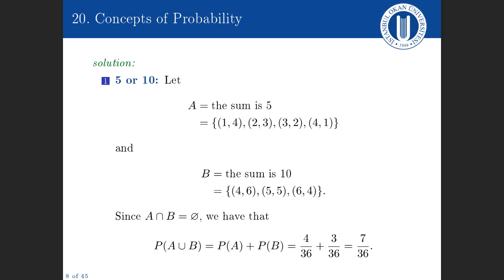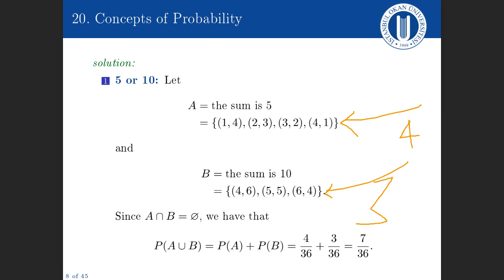Part A, 5 or 10. How can we get 5 from 2 dice? We can get 1 and 4, 2 and 3, 3 and 2, or 4 and 1. There's 4 simple events in this event. How can we get 10 from rolling 2 dice? We could use 4 and 6, 5 and 5, or 6 and 4. There are 3 simple events in this event.